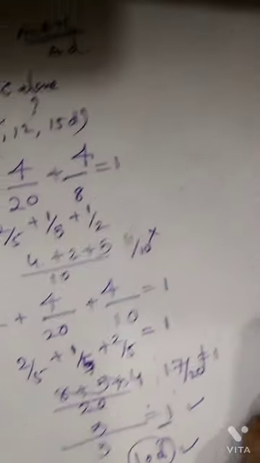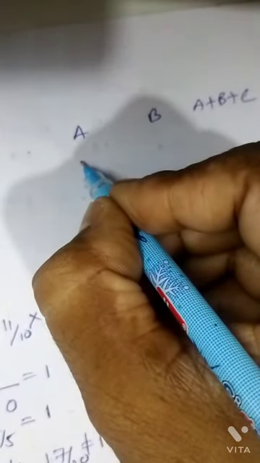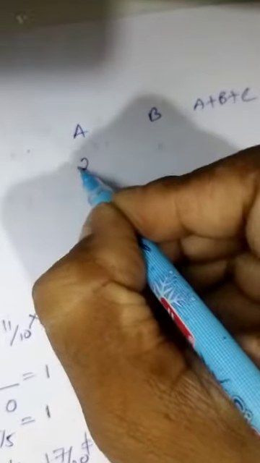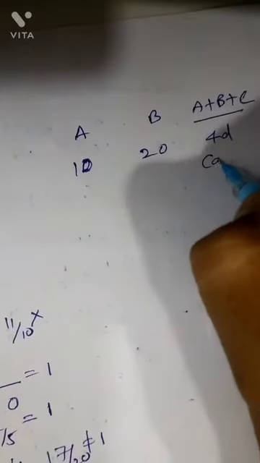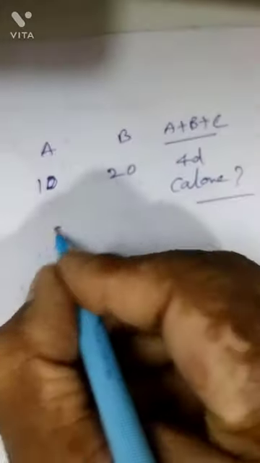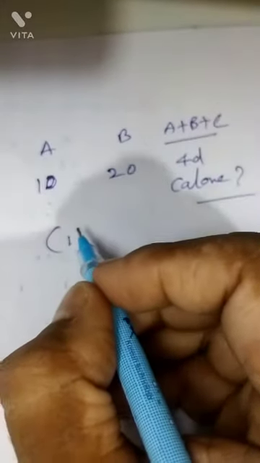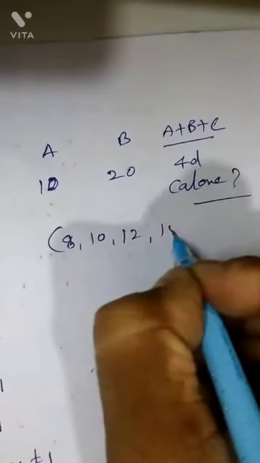I shall repeat this again. A can do a work in 10 days. B can do the same work in 20 days. With the help of C, they can do the work in 4 days. C alone will do it in how many days? This is the question, dear students. The options I have given are 8, 10, 12, 15.